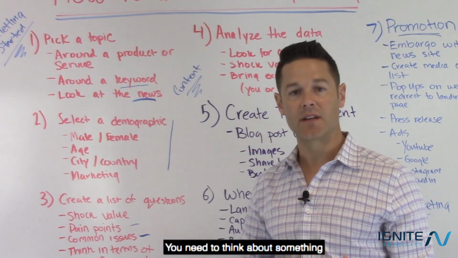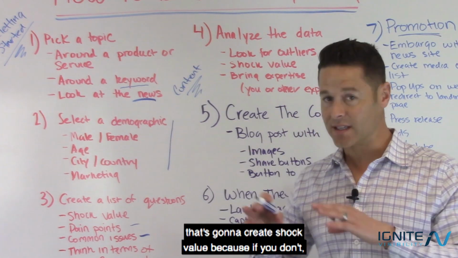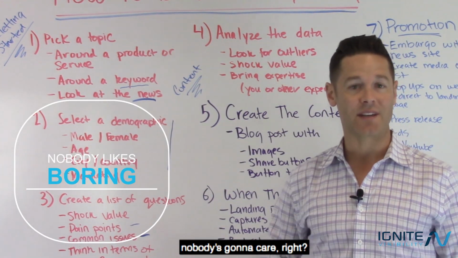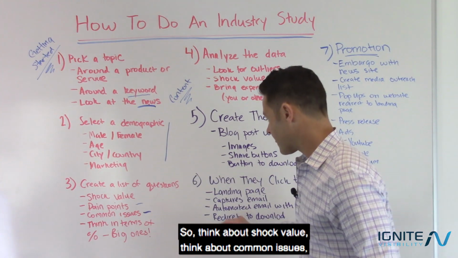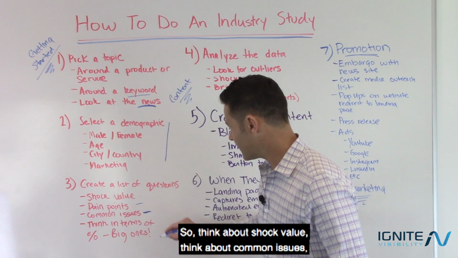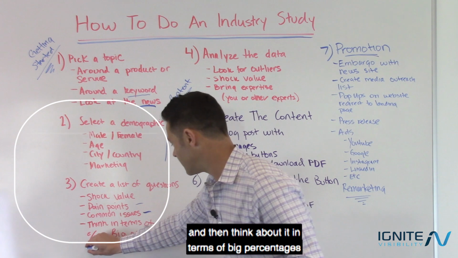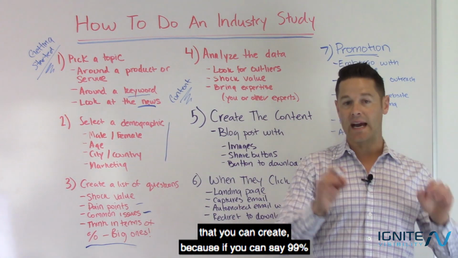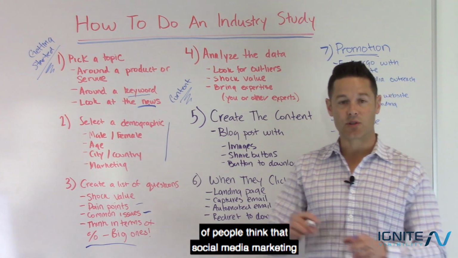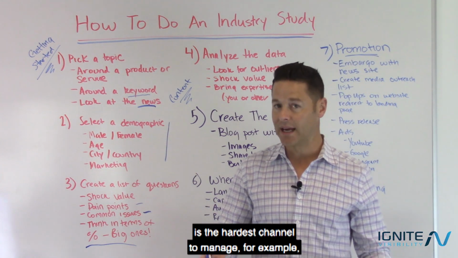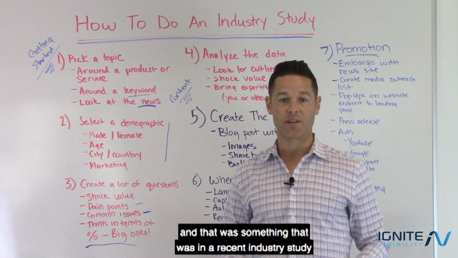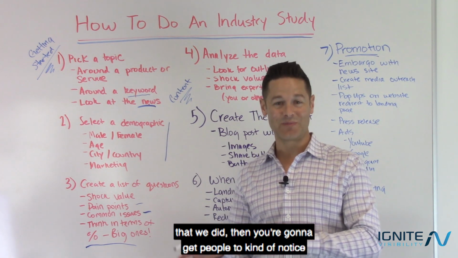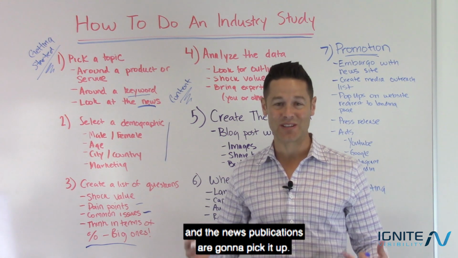You need to think about something that's going to create shock value, because if you don't, and it's just a boring industry study, nobody's going to care, right? So think about shock value, think about common issues, and then think about it in terms of big percentages that you can create. Because if you can say 99% of people think that social media marketing is the hardest channel to manage, for example, and that was something in a recent industry study that we did, then you're going to get people to notice, and the news publications are going to pick it up.